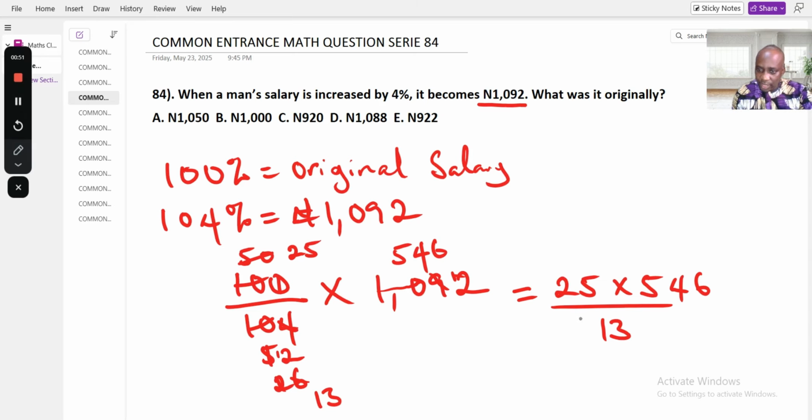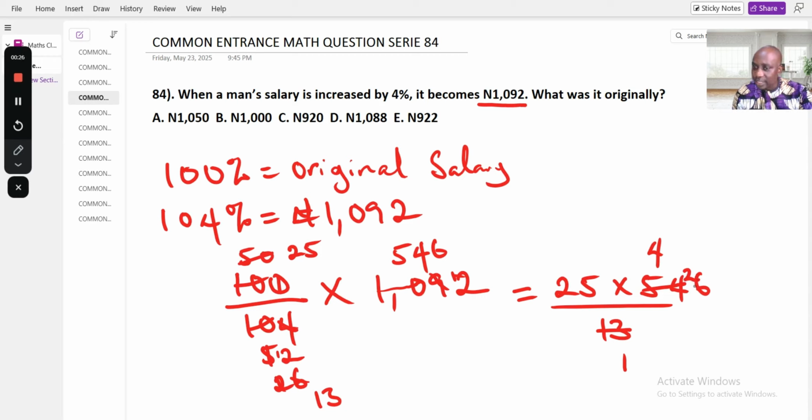Yes, like I was saying, how many 13s can we see in 546? Here, 13 goes in once, because I believe 13 can go into 546. How many 13s can we see in 54? We can see it in 52. 4 times 13 is 52. The remainder is 2. Just add the 2 to the 6.